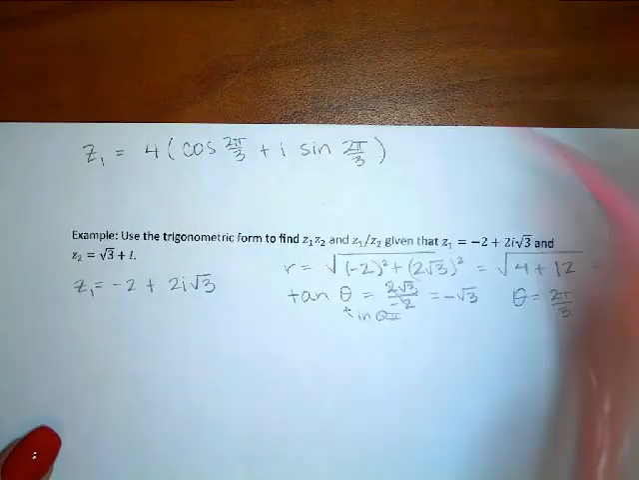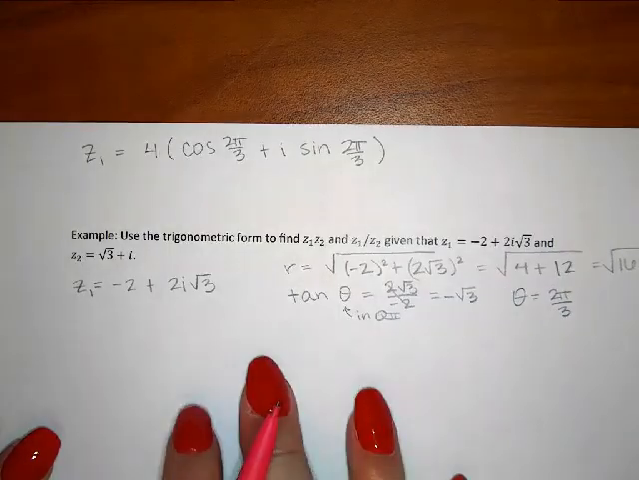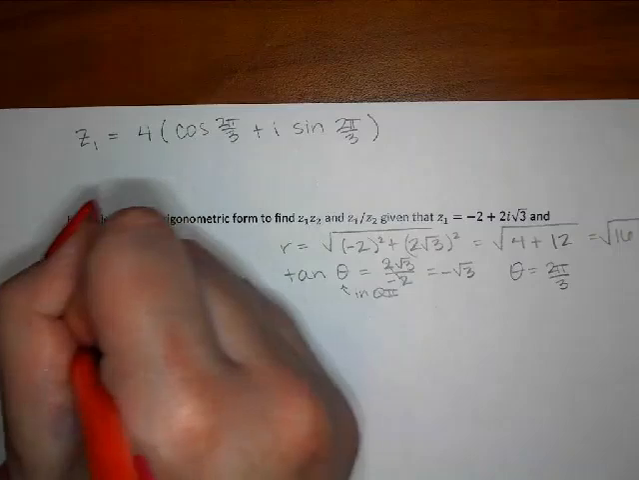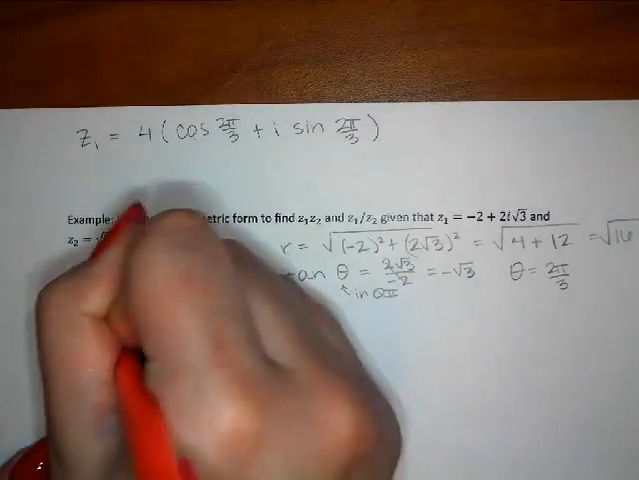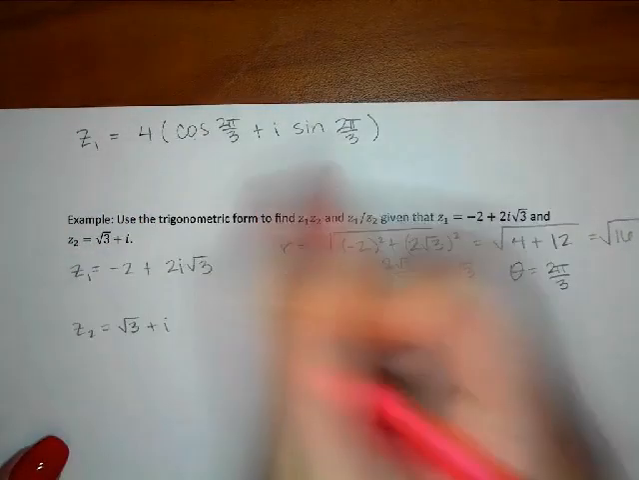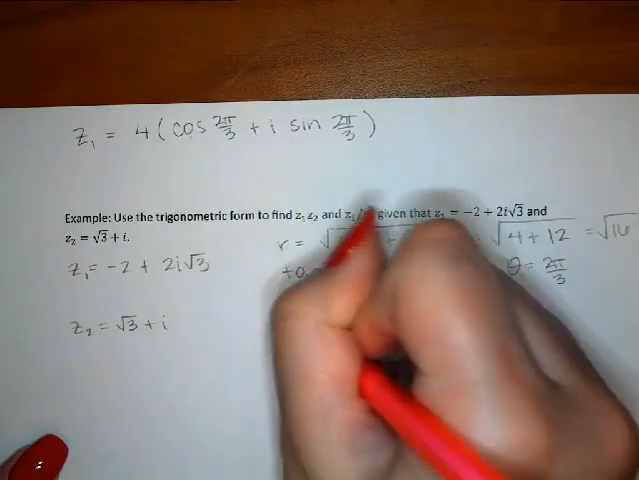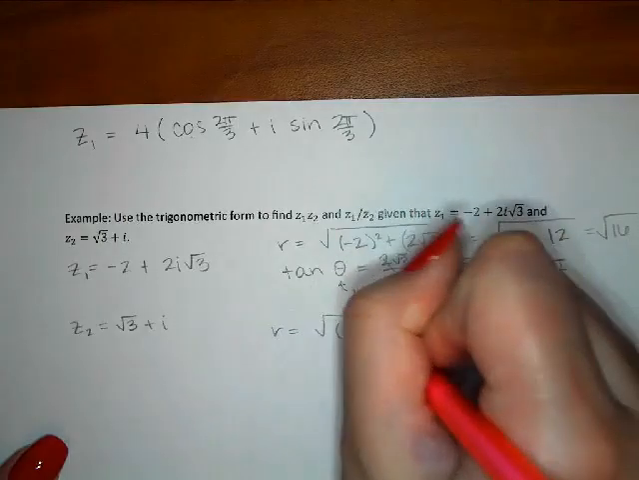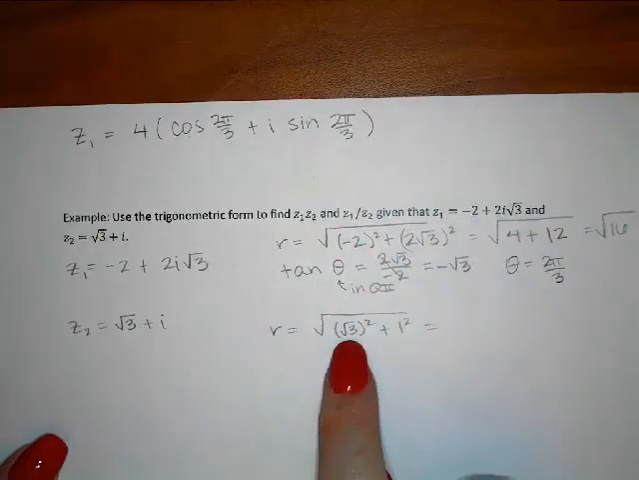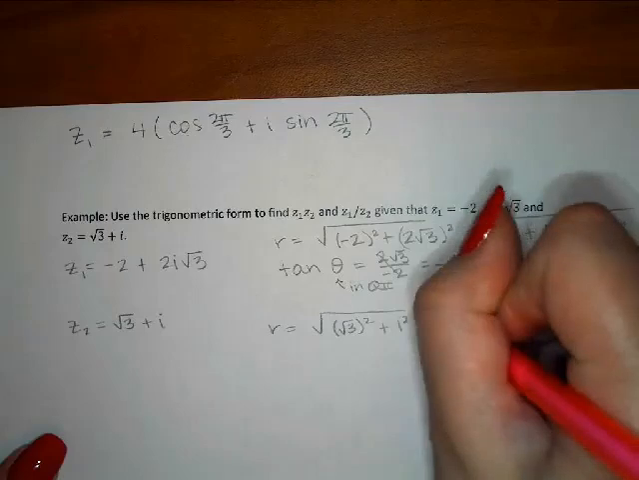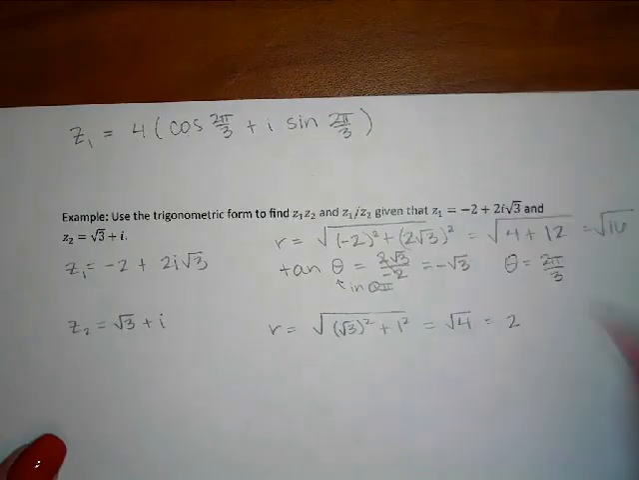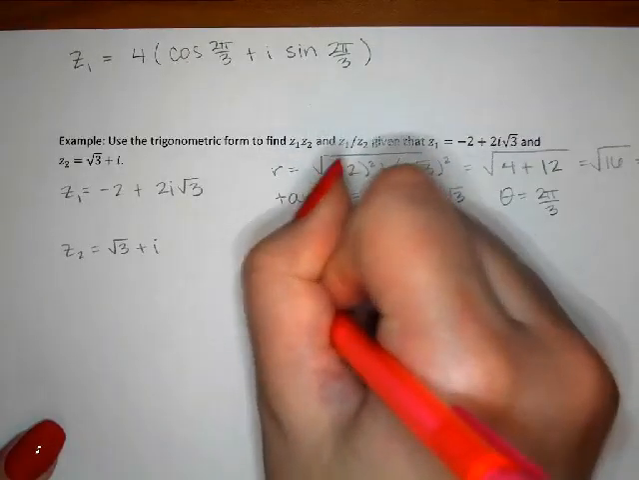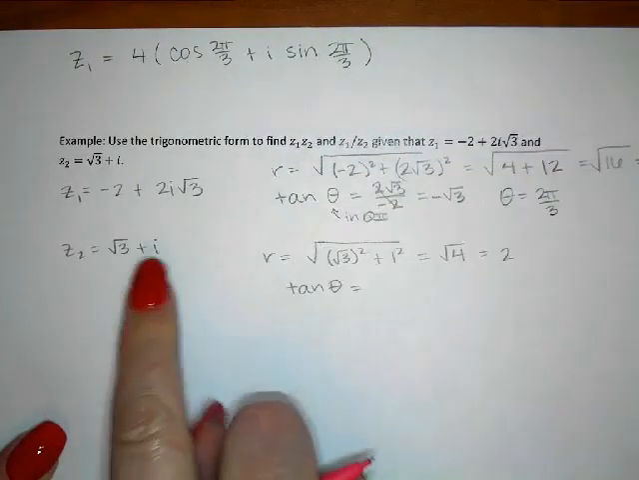Okay, so next we have the second complex number, which is root 3 plus i. First I'm going to find the modulus. So root 3 squared plus 1 squared. That's 3 plus 1, which is the square root of 4, which is 2. Okay, so the modulus is 2. And then we have tan theta is 1 divided by the square root of 3, which is root 3 over 3.